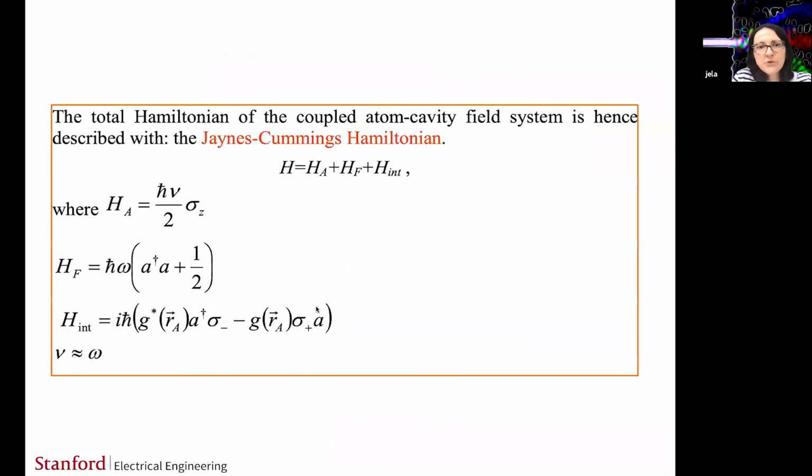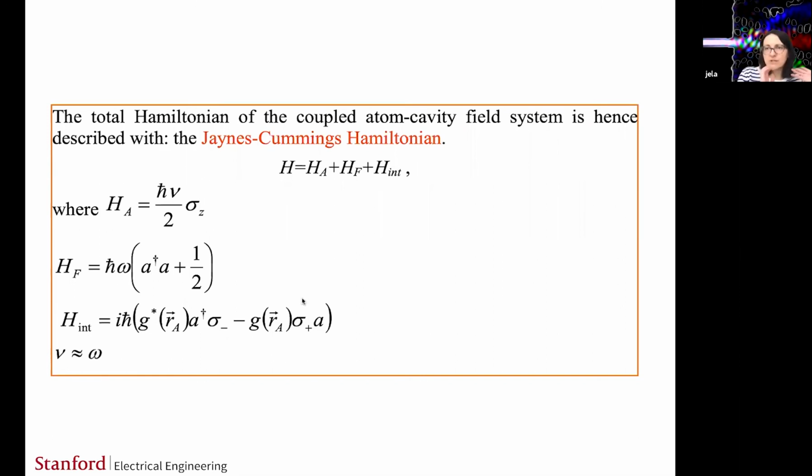Okay? So just to summarize everything that we introduced so far, and then we'll make a brief break before we start analyzing the system using this Jaynes-Cummings Hamiltonian. So when you have a coupled atom and field system, it will be described with the Jaynes-Cummings Hamiltonian, and this is a single two-level atom coupled to a single mode of electromagnetic field. You will have atomic Hamiltonian, field Hamiltonian, and interaction Hamiltonian. Atomic Hamiltonian is just h bar nu over 2, population operator. So this is excited state minus ground state. This is field Hamiltonian for a single mode harmonic oscillator, and interaction Hamiltonian, what we just described, which has emission and absorption terms, and this is Jaynes-Cummings Hamiltonian.